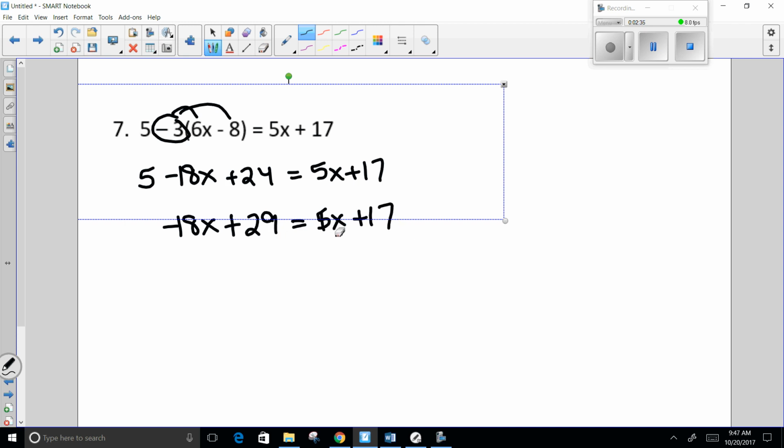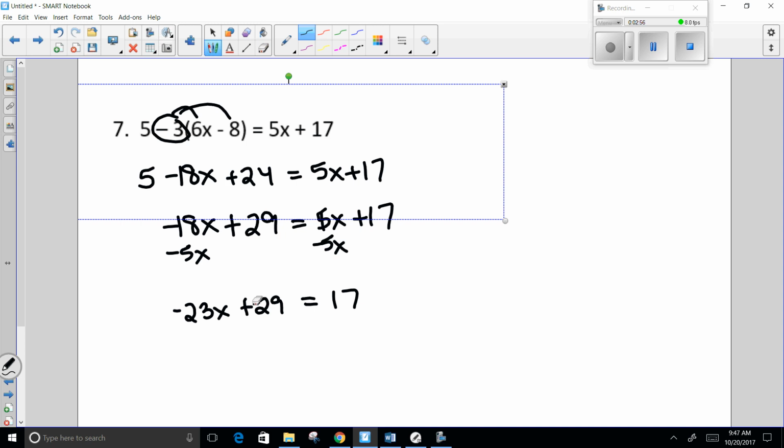Now I have x's on both sides of the equation. I want to get those x's together, so I subtract 5x from both sides. When I do that, I have to match up my like terms. Negative 18x and negative 5x is negative 23x. The 29, I haven't done anything with it, so it drops down, equals 17.